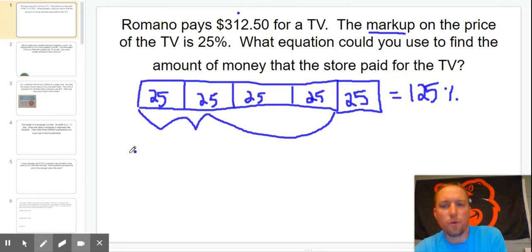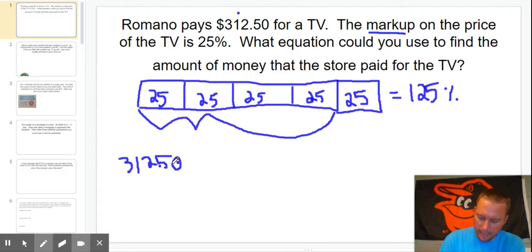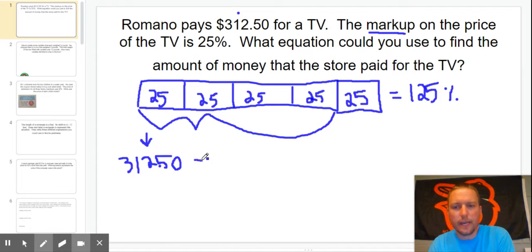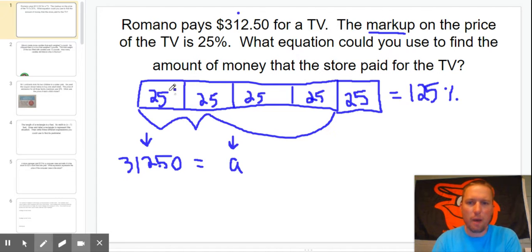So the total price was $312.50. Okay, whoa, my 50 got a little crazy. So that was the amount that Romano paid. You go in as a customer, that's what he paid. That's going to equal A, and A is going to be the amount that the store paid. So that would be this 100%.